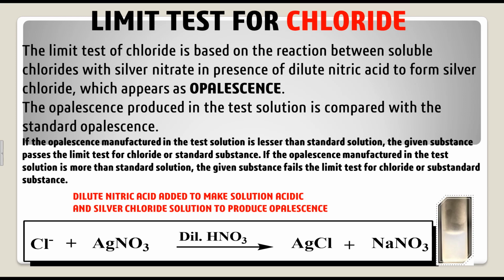Here we need to know the importance of why we are adding dilute nitric acid. We are adding the dilute nitric acid to make the solution acidic, and the silver chloride, that end product, produces opalescence. This is the reaction: chloride reacts with silver nitrate in presence of dilute nitric acid. You will get AgCl plus NaNO3. Here that AgCl produces the opalescence.